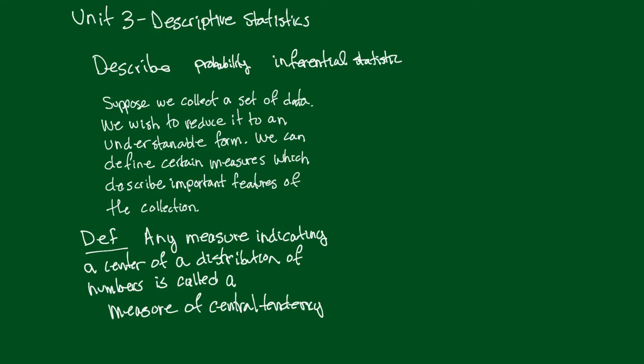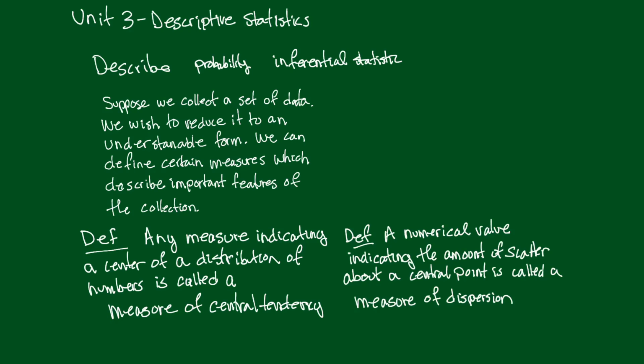Here's a couple of definitions. First of all, any measure that indicates the center of a distribution of numbers, this is called a measure of central tendency. That's what we're going to take a look at first. Measures of central tendency, they are measures that give us a center of a distribution. And another definition is any numerical value that indicates the amount of scatter about a central point, that's called a measure of dispersion.